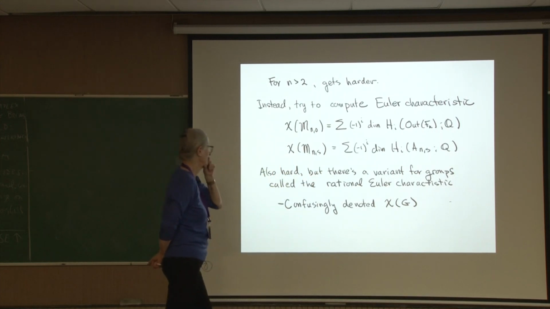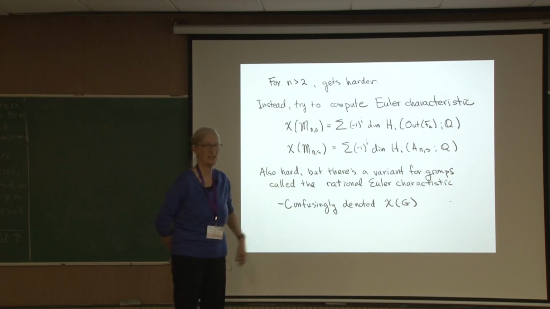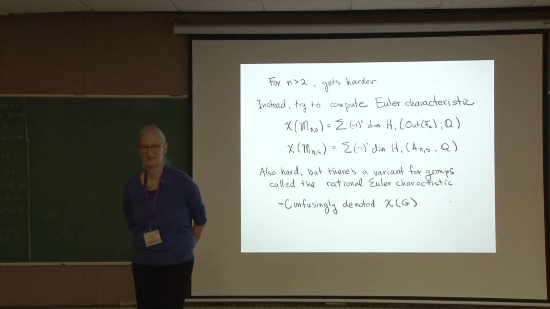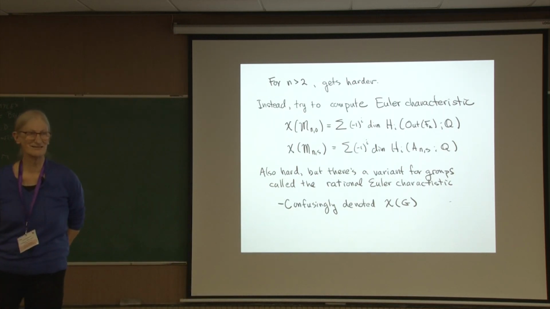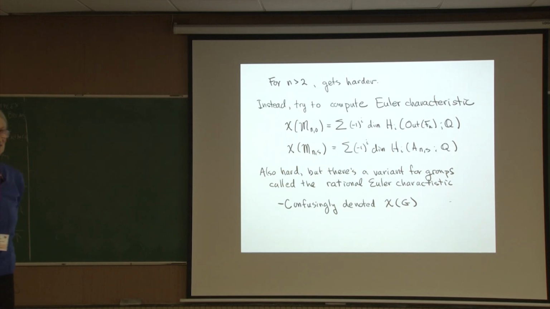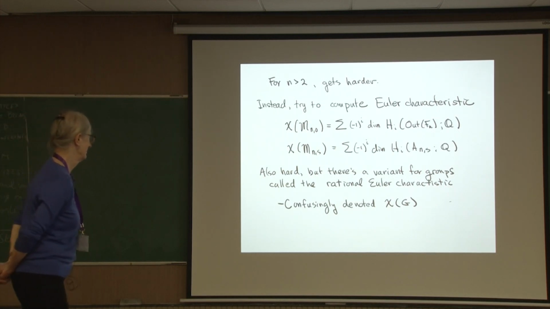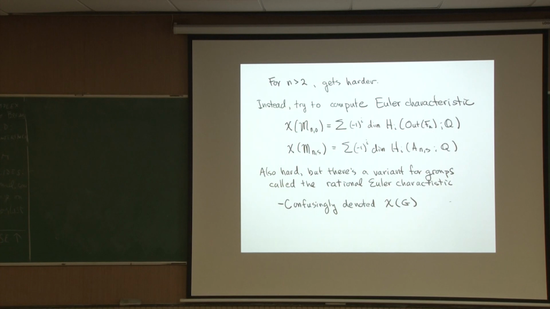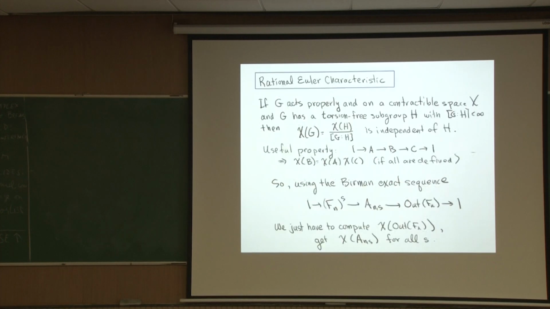And for groups, there's a variant called the rational Euler characteristic. Unfortunately, it's called chi of G, which is not nice because it's not the alternating sum of the dimensions of the rational homologies. It's denoted chi of G. So if it's not the alternating sum of the dimensions of the homologies, what is it?